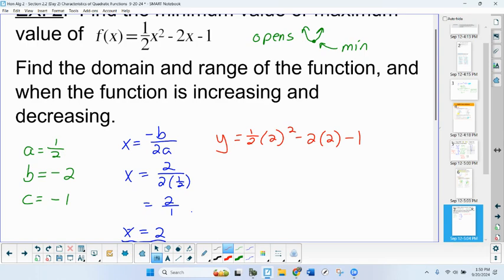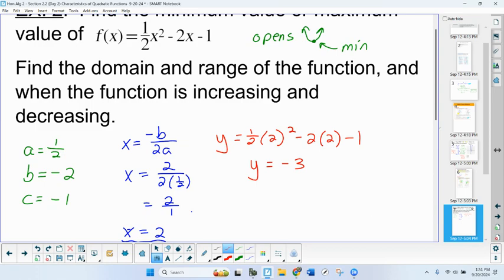What'd y'all get when you plugged in 2? What'd you guys get for y? I heard 2 different answers. What'd you get? I got -3. That's the right answer, -3. Because that would be 4. Half of 4 is 2. 2 minus 4 is -2 minus 1 is -3.